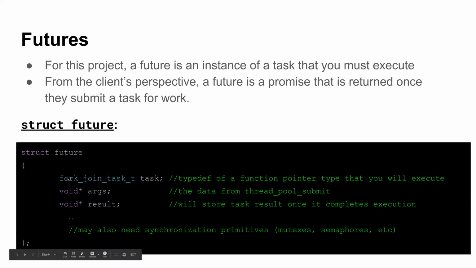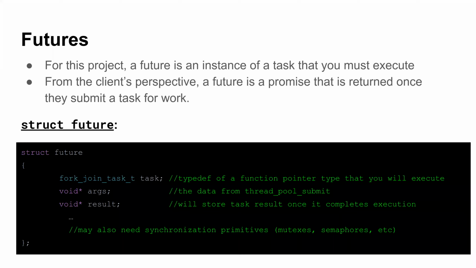Basically, when the thread pool doesn't have any current work to do, it'll eventually get to this future from one of the queues, whether that be the global queue or the worker queue. And it'll eventually execute the task within this future and store the result. And at some point down the road, the client that's calling your thread pool functions will ask for the future back. So you can kind of think of it as a receipt when you call thread pool submit.